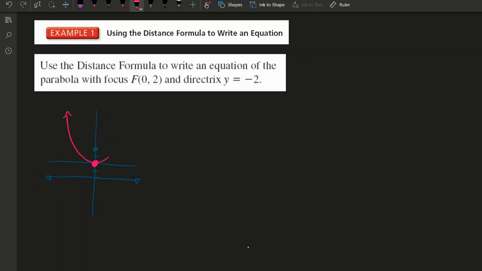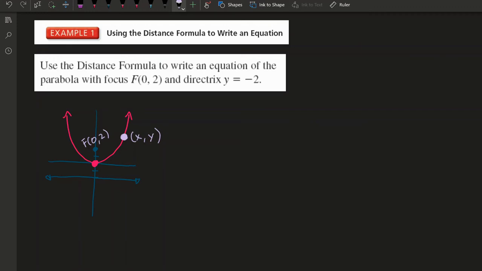I don't know what that is, but this is just a generic parabola. Now, on that parabola, I am going to pick a point. That point right there is just going to be x, y. I'm just going to label this right here, F (0, 2). So I want to use the distance formula to figure out what the equation of this parabola is.